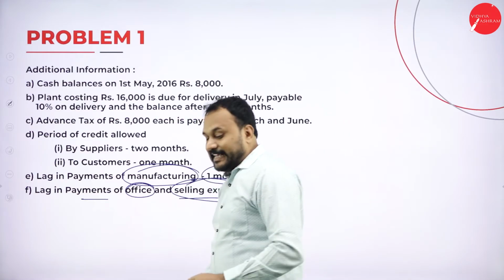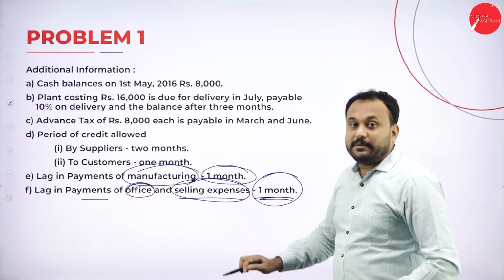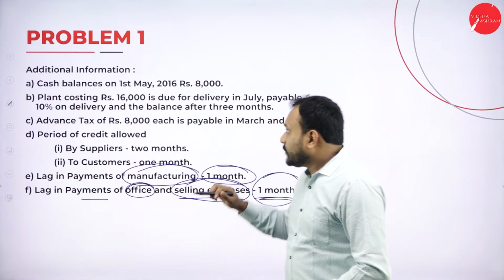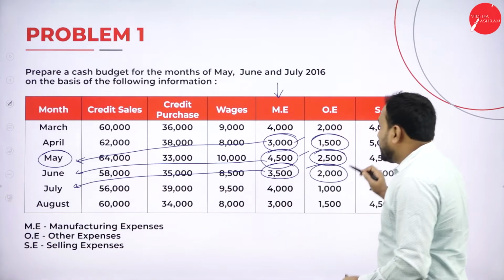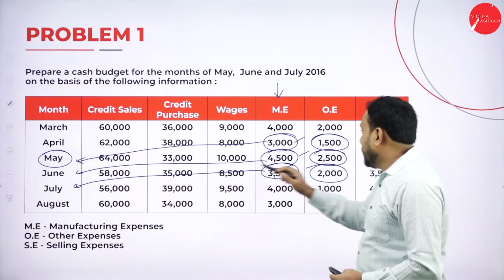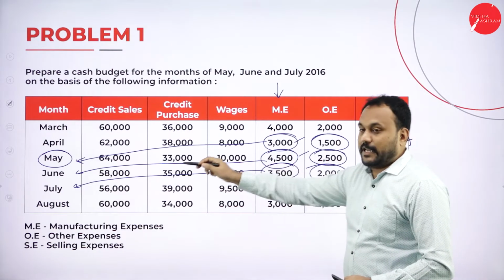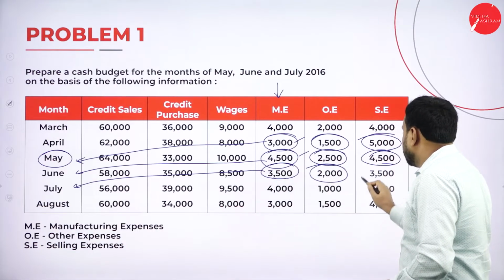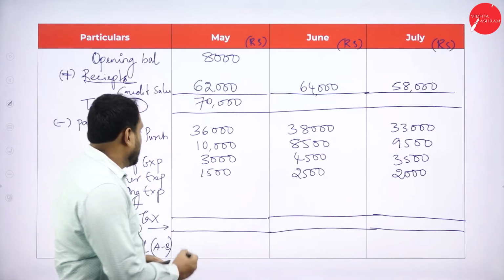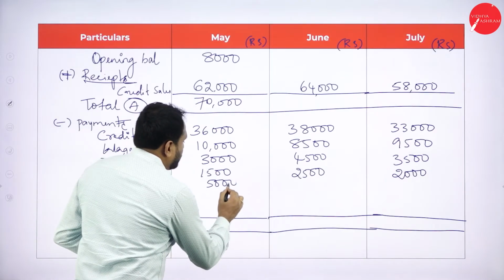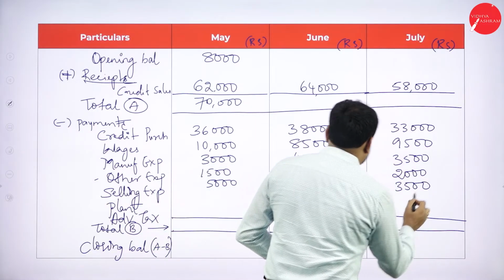Let's go with the selling expenses now. Now selling expenses, 1 month is a lagging period. So here, when we go with selling expenses, understand 1 month lag means what? The May, when will I actually get? April's I'll get in the month of May. So write 5,000, 4,500 and 3,500. So it is 5,000, 4,500 and then 3,500. Done.